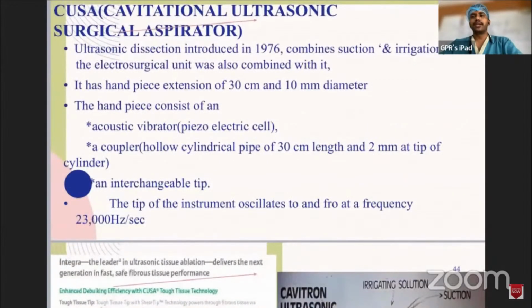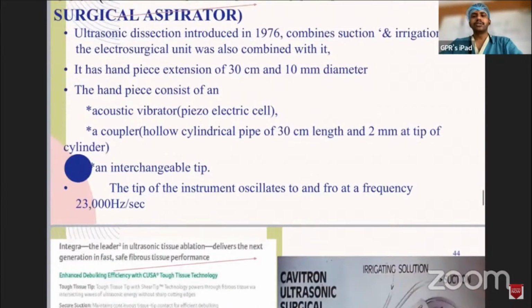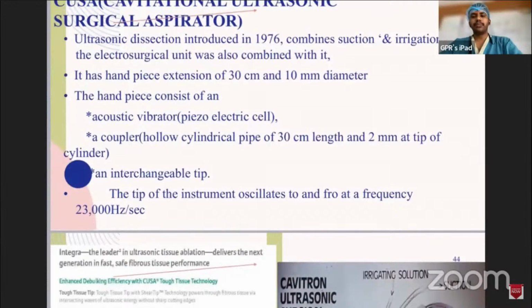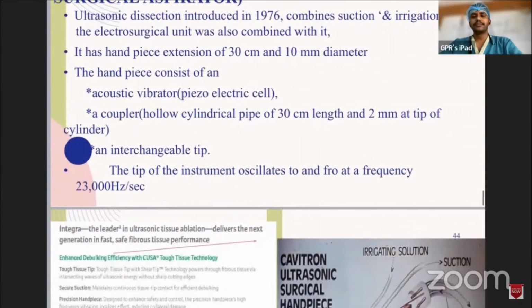Next comes the CUSA, which is like an advanced instrument of all. Ultrasonic desiccation was introduced in 1976, which combined with the suction and irrigation effect can be used in places where there is more water content and less blood flow. It comes with a handpiece extension that could be 30 centimeters or 10 millimeters in diameter. So this is an acoustic vibrator which has a coupler, and it has an interchangeable tip oscillating at a frequency of 23,000 hertz.